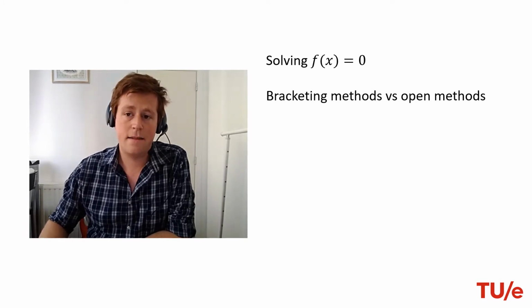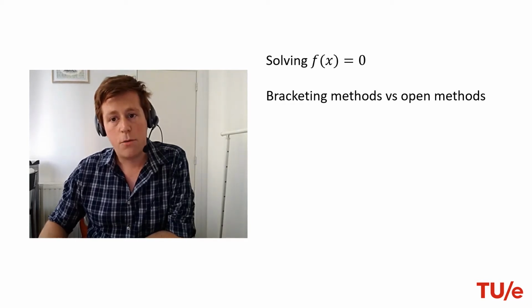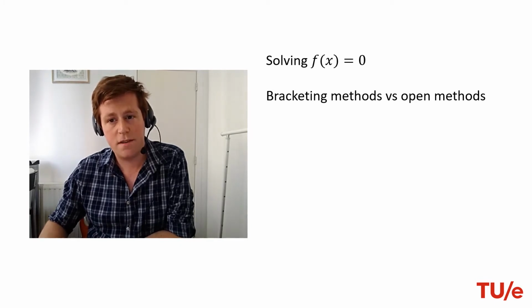We've seen that there are two main classes of methods that can be used here. Bracketing methods, which are guaranteed to converge, or open methods, which are quite often much faster, but deal with some robustness and stability issues sometimes.